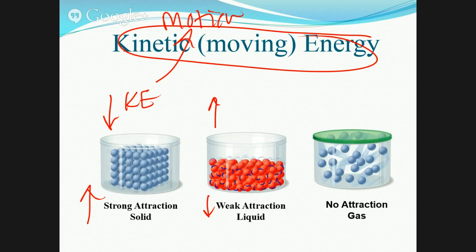And then finally for gases, they have super high, arrow up, arrow up, arrow up, super high kinetic energy. They are the fastest moving. And since they're the fastest moving, they're the ones that most likely are going to collide with one another. Those particles are moving so fast, they're bouncing off each other all over the place.